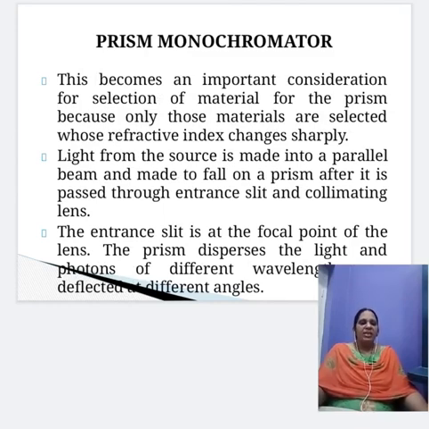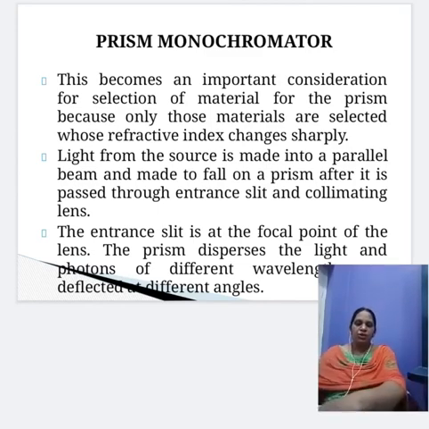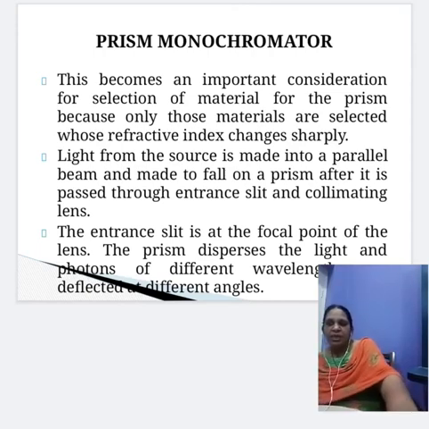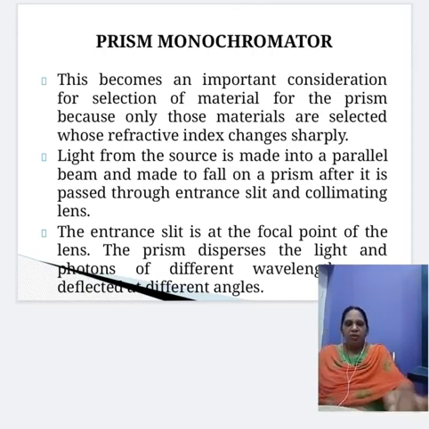This becomes an important consideration for selection of the material for the prism. The material with which the dispersive medium is made must be considered when you are designing or using a prism monochromator, because only those materials are selected whose refractive index changes sharply. Light from the source, as we have seen in that figure, is made to fall on the prism. Let me show you the figure once again. Prism monochromator.